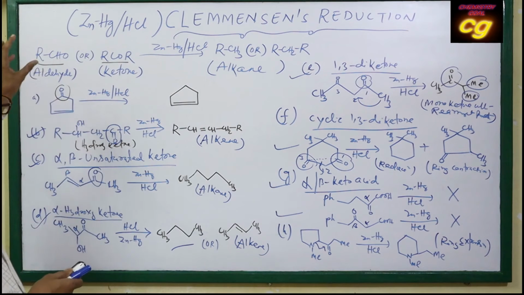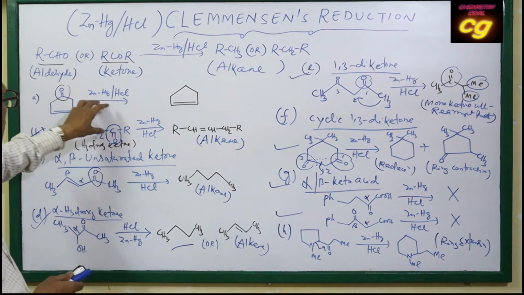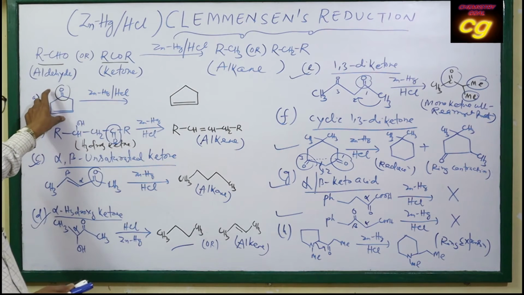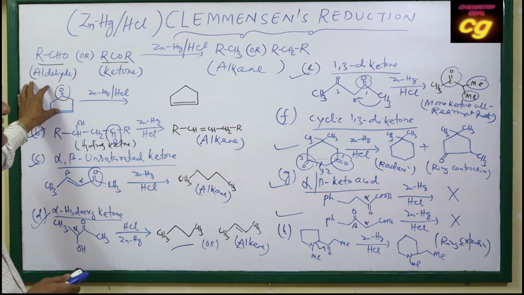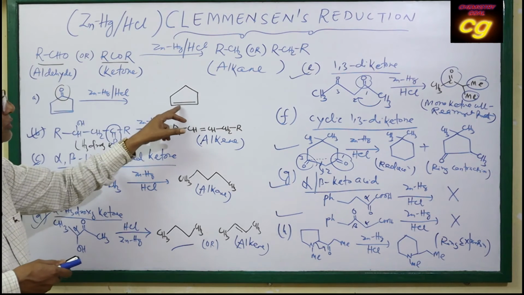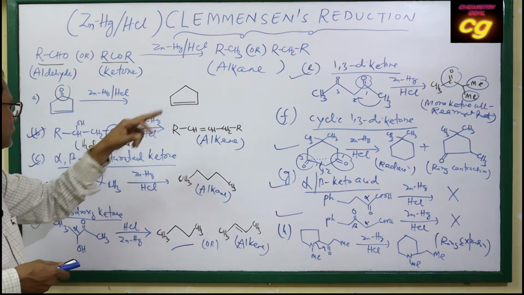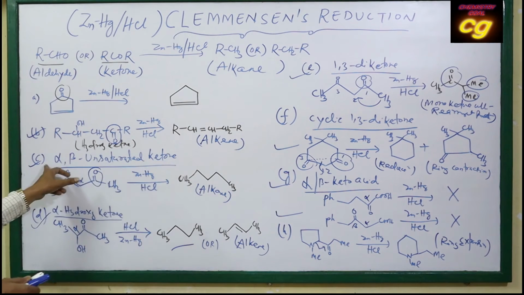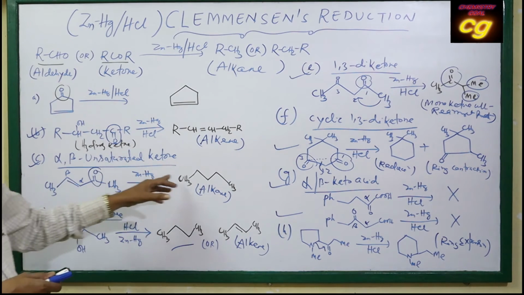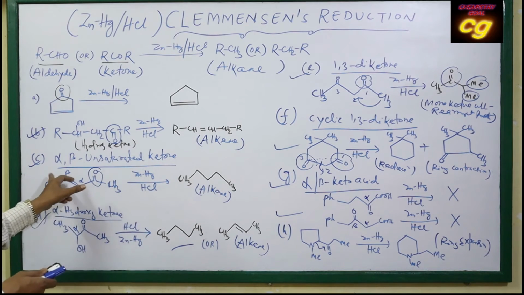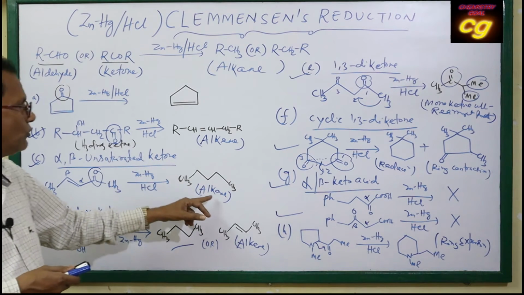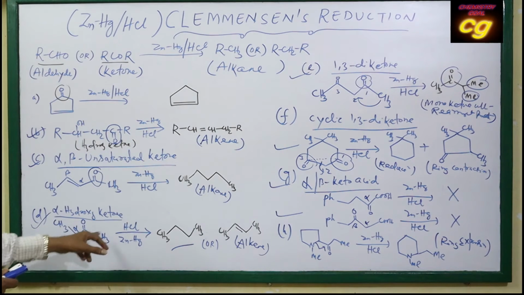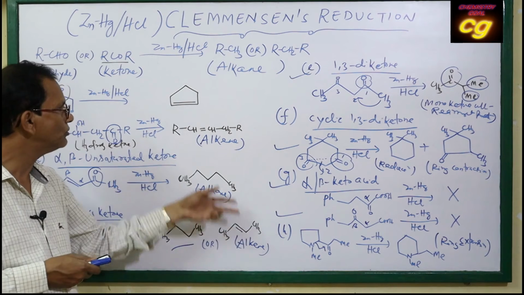When any cyclic keto group is reduced, it converts to a cyclic alkene. A cyclo compound undergoes reduction, converting to alkene on reduction of keto groups, and hydroxyketone when reduced converts to alkene. Similarly, alpha beta unsaturated ketone converts to alkane. Alpha beta unsaturated ketone, unsaturated means double bond, converts to alkane. But hydroxyketone converts to alkene. And alpha hydroxyketone also converts to alkene, already we discussed.